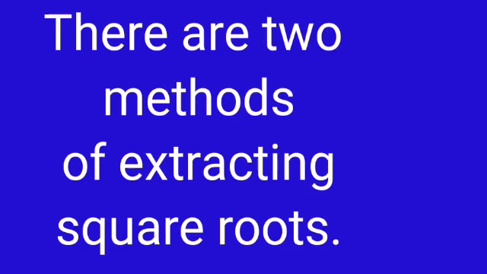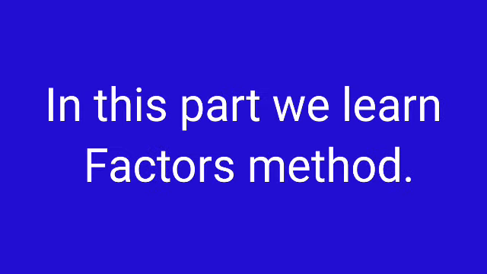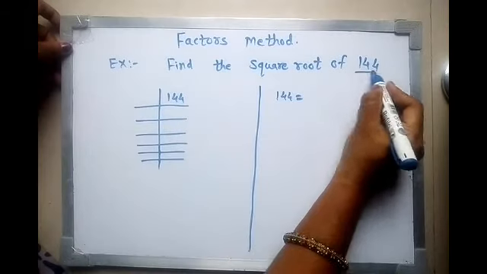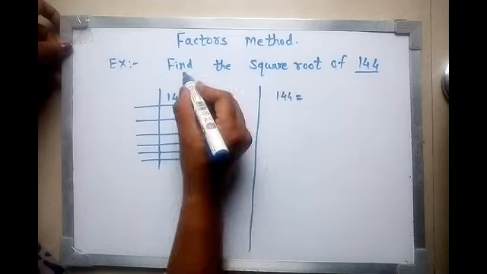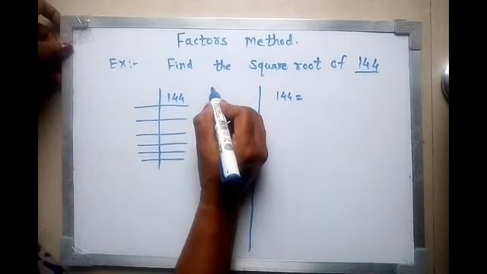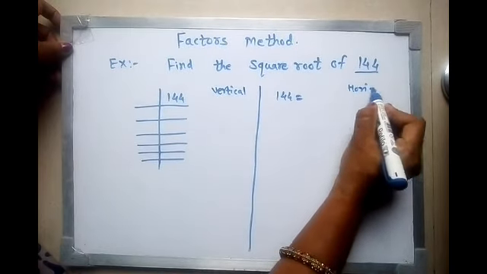There are two methods of finding square roots. One, factors method. Second, division method. In this part we learn the factors method. Question 1. Find the square root of 144. Here we find factors by the vertical method and the horizontal method.